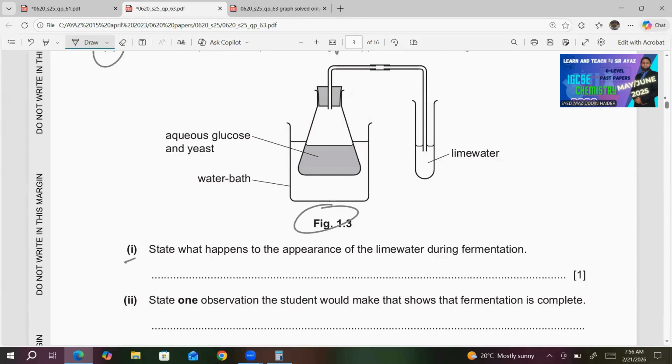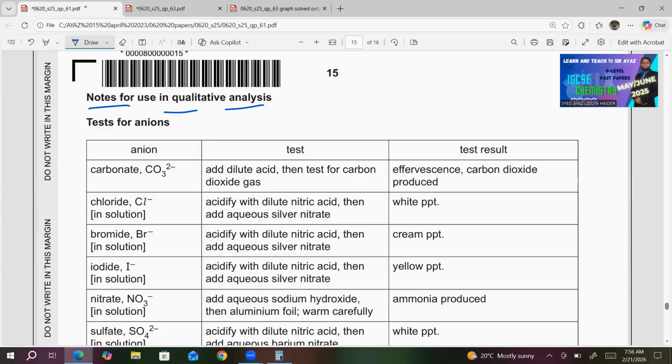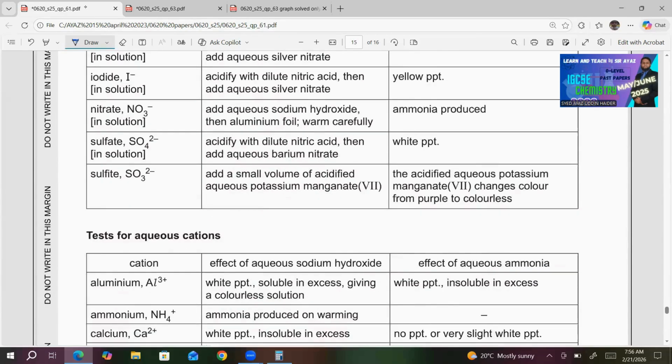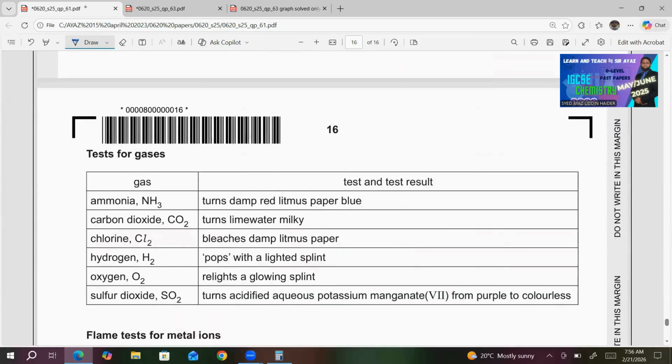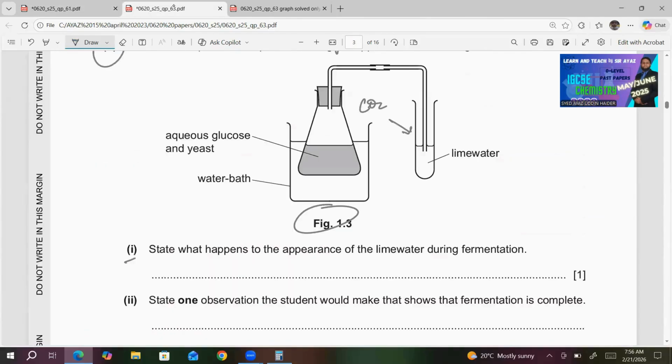You see the carbon dioxide is produced here. If the carbon dioxide passes through lime water, it will turn milky or cloudy. You can even check it from the notes for qualitative analysis: test for carbon dioxide gas. Here's the carbon dioxide test. It turns lime water milky. So you write turns milky or cloudy.